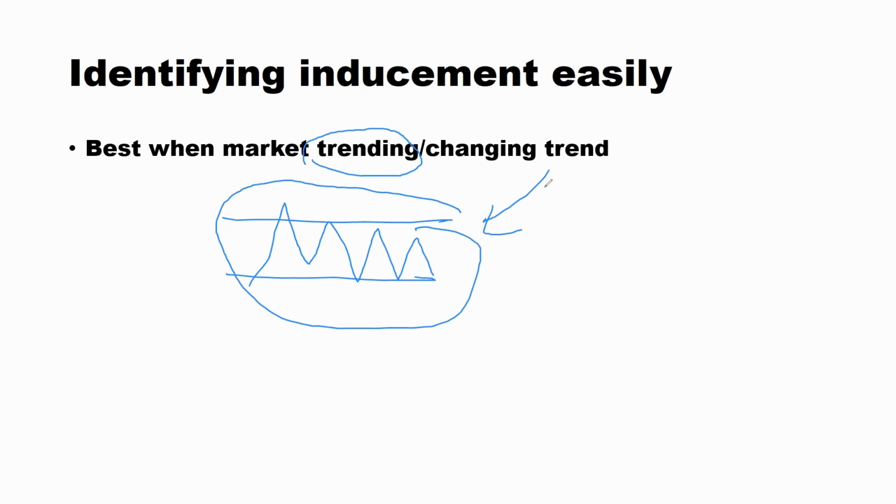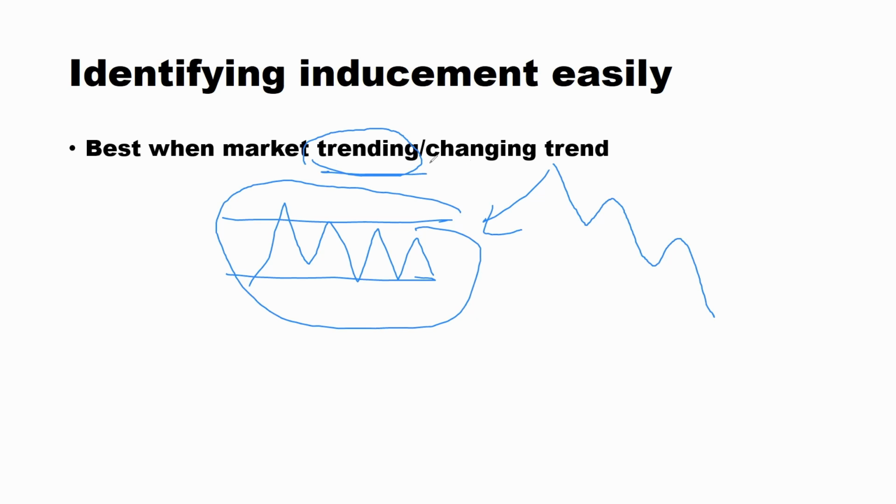ranging. But the best place to observe an inducement, or to know that this market is actually trying to trap people and get liquidity so that it can push or continue pushing in the direction in which it was going, how can you know that? By identifying the trend first. Remember the first 4 rules that we spoke about when we were starting.